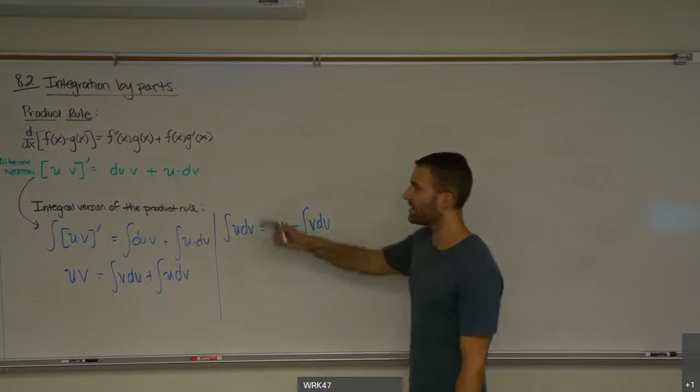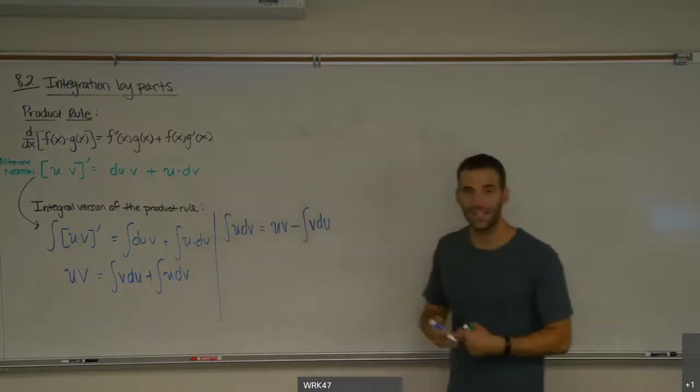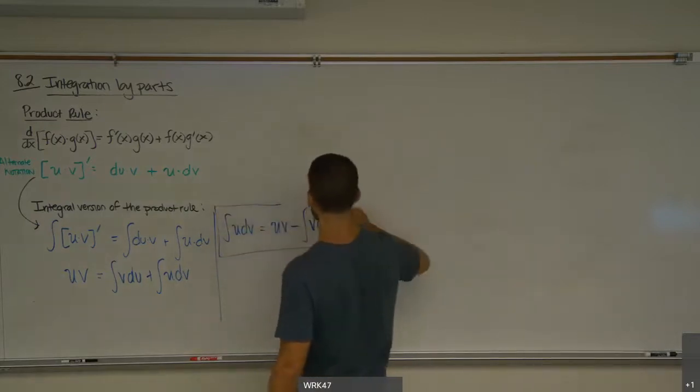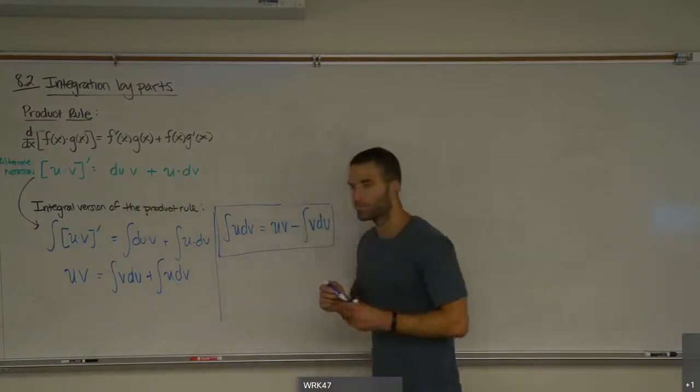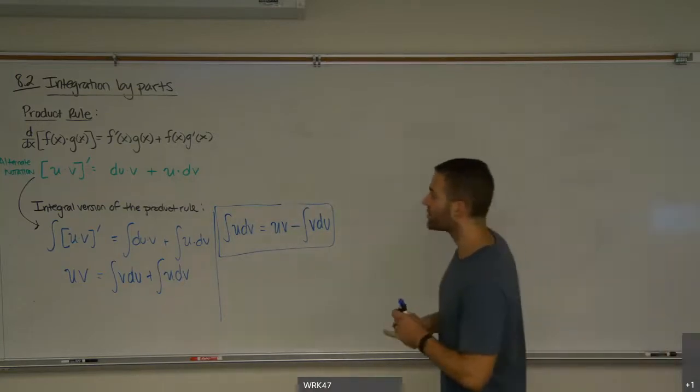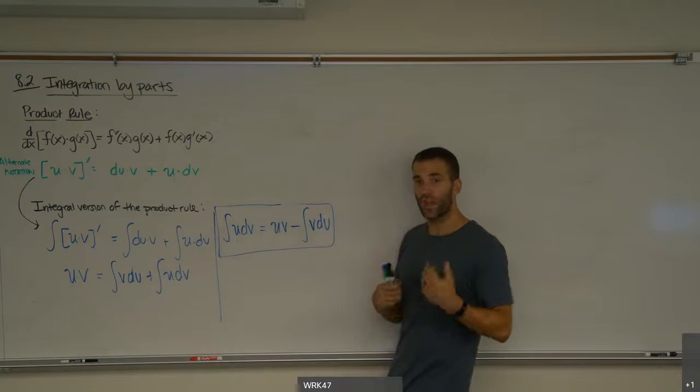And we see why, instead of using f of x and g of x, using u and v simplifies this notation. And this is going to be my integral version of the product rule. We call this integration by parts because the way that this process works is you get part of your solution every time you perform it.